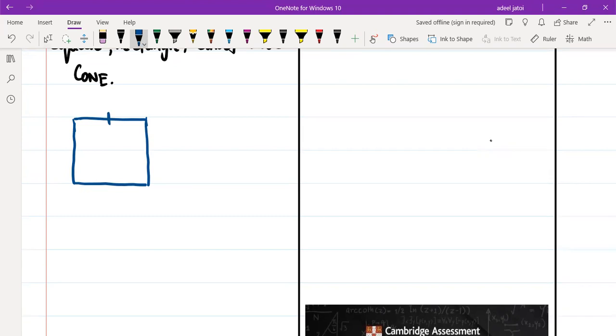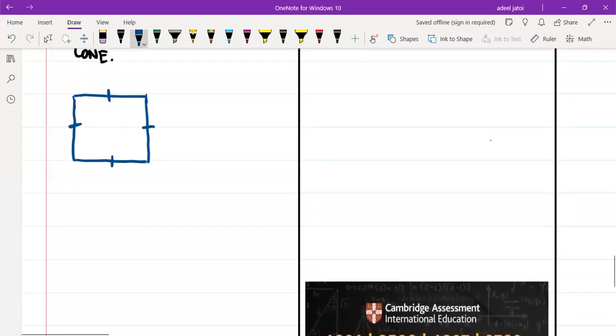Number one, all the sides are equal. So that means if I want to find out the area, it should be L square. And the other thing that we can find out is the perimeter. Perimeter is the total sum of all the sides, so it will be 4L. That means adding up all the sides of the square will give me the perimeter. So, area is L square. Perimeter will be 4L.